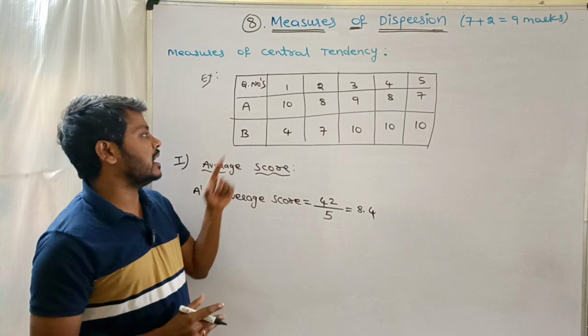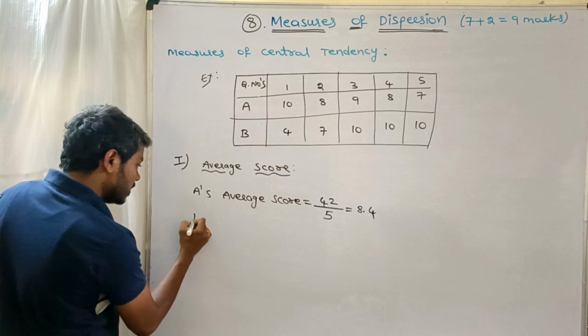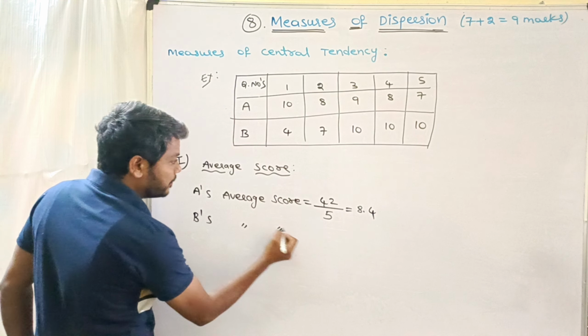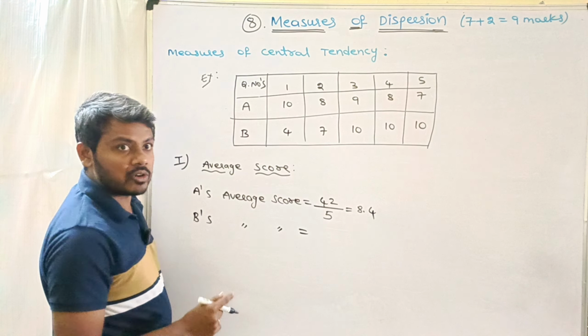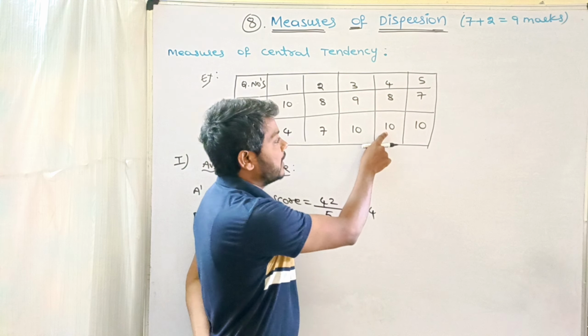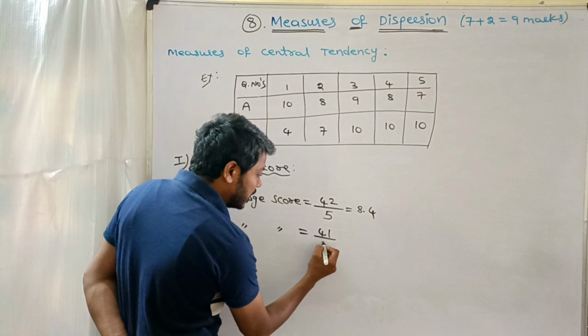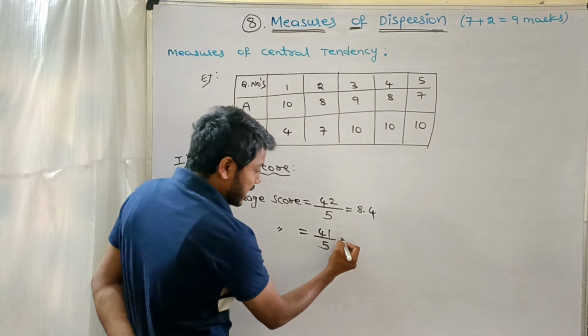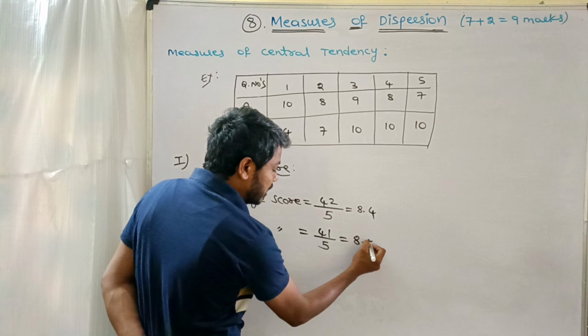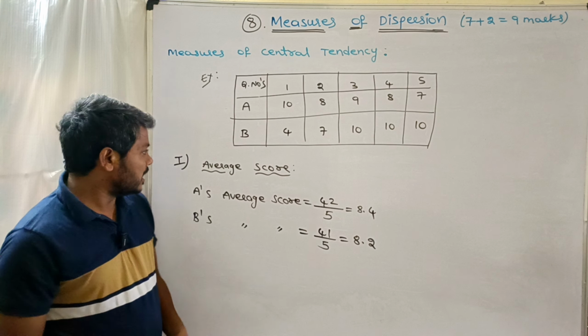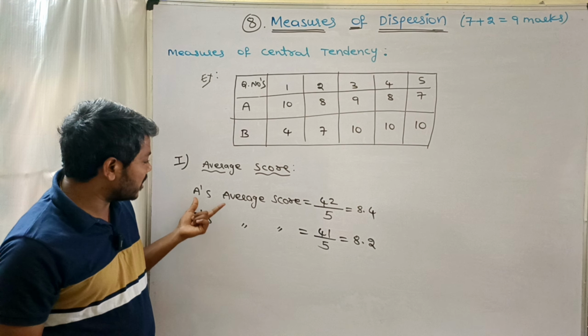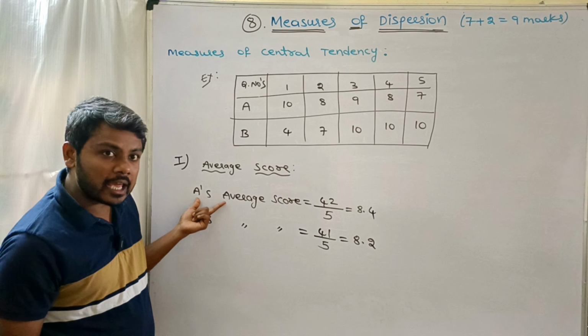And similarly, you can find the average score of B. Which is equal to, again we should add all the scores, 4 plus 7, 11 plus 10, 21 plus 10, 31 plus 10, 41. So 41 divided by the total number of questions 5. So again which becomes 8.2. See here, in the first case, the average score of A is more than the average score of B.